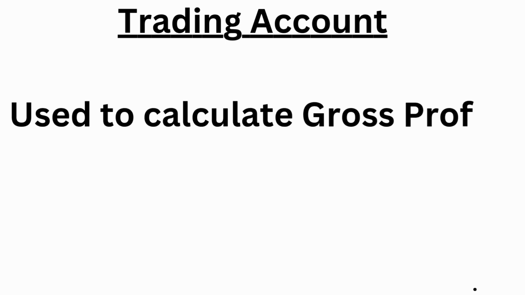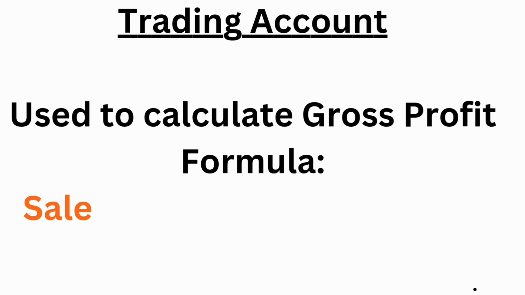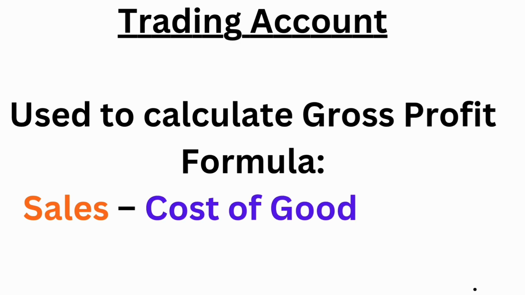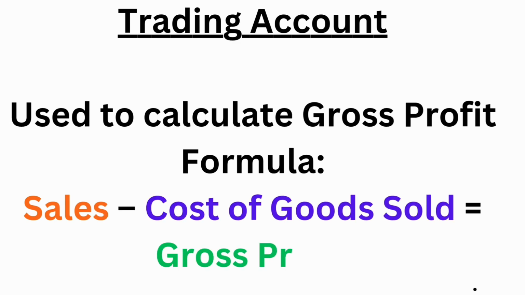The trading account. The trading account is used to calculate gross profits. It compares sales with the cost of goods sold. When sales is higher than cost of goods sold, the business makes gross profits.